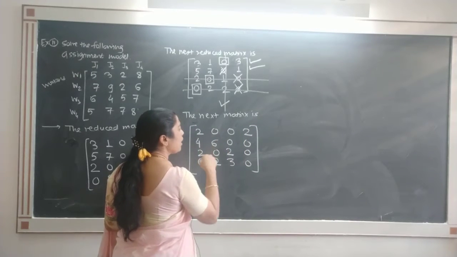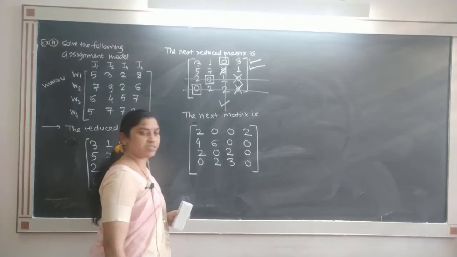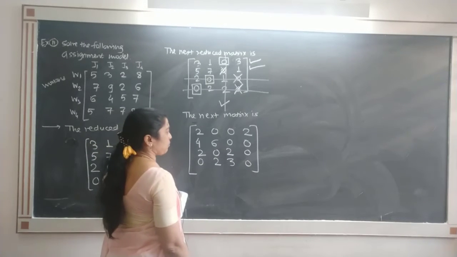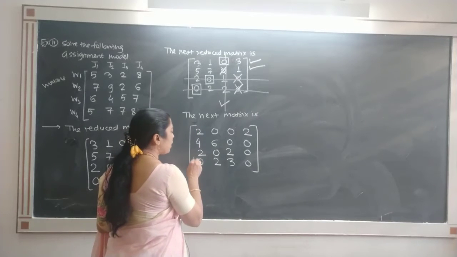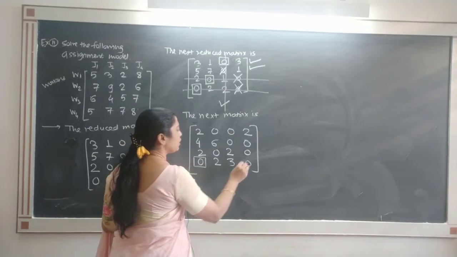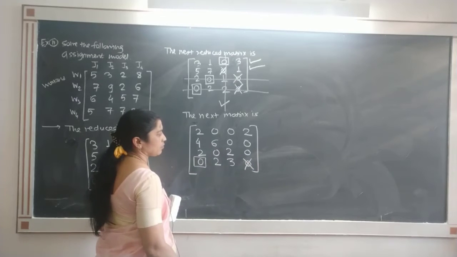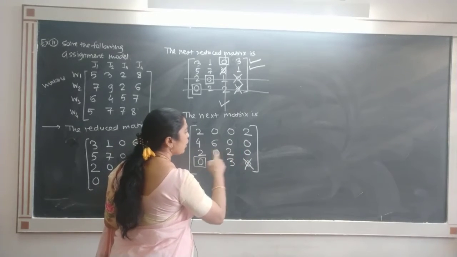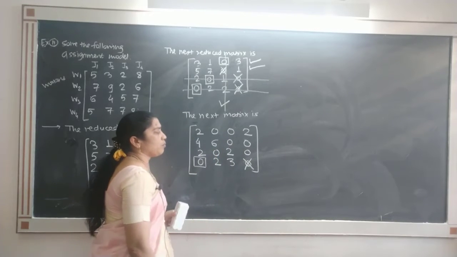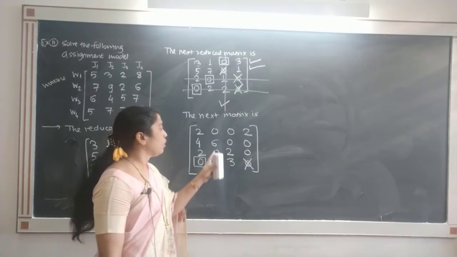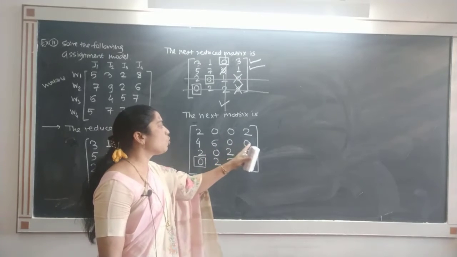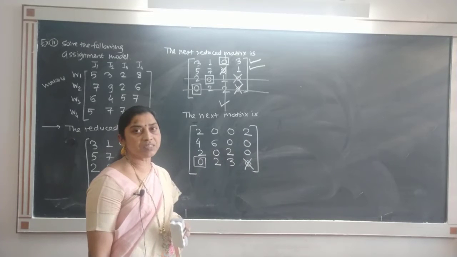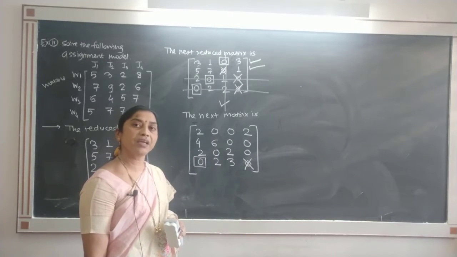Each row and each column contains 0. So now we are able to do the assignment. The first column contains a single 0, so box it, cross the other. Next, see that every row and every column now contains 2 zeros. There is no single 0 in any row or any column, which means that multiple assignments exist.